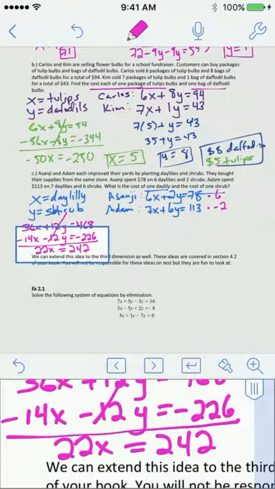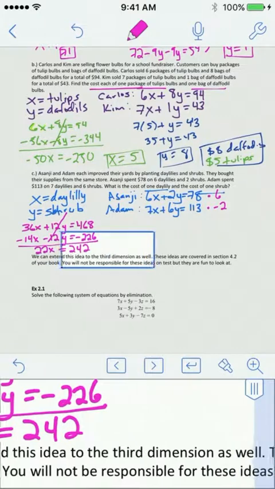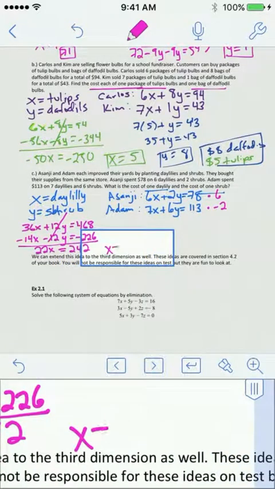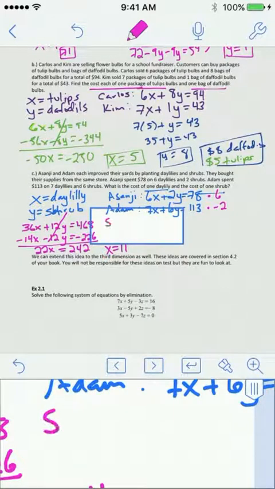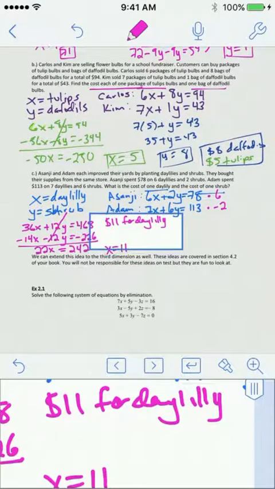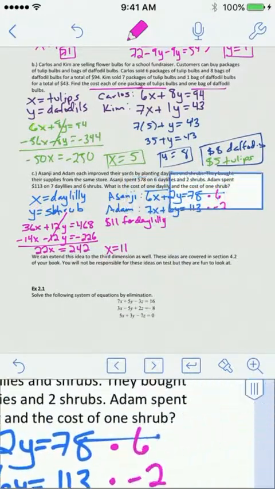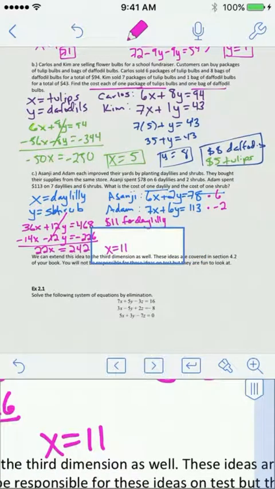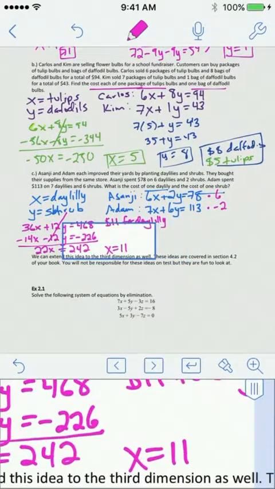Alrighty, and just like I wanted my y eliminated, I'm just left with this x equation that I can solve. Divide by 22, I get that x is equal to 11. So now I have answered the question that it is $11 for a daylily. However, I haven't answered the entire question yet, so I've answered daylily. I still need shrub. So let's take that 11 and plug it back in.